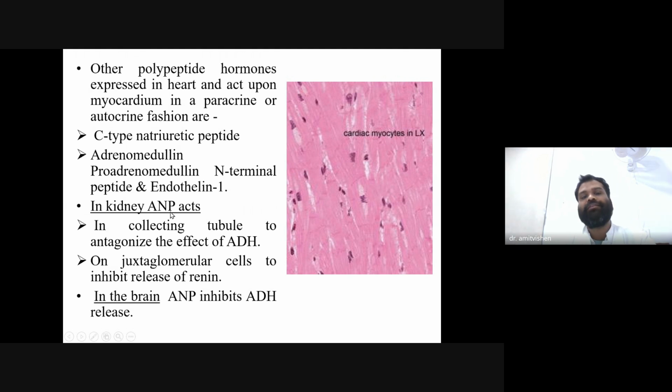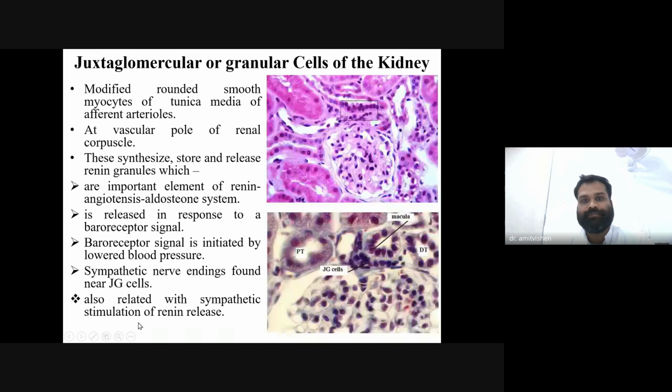And in the kidney, what is the role of atrial natriuretic peptide? It acts in the collecting tubule to antagonize the effect of antidiuretic hormone, and it also acts on the juxtaglomerular cells to inhibit release of renin. In the brain, this ANP inhibits ADH release.